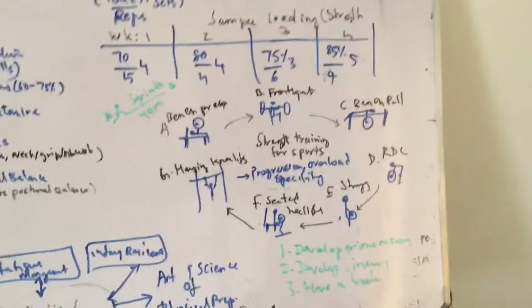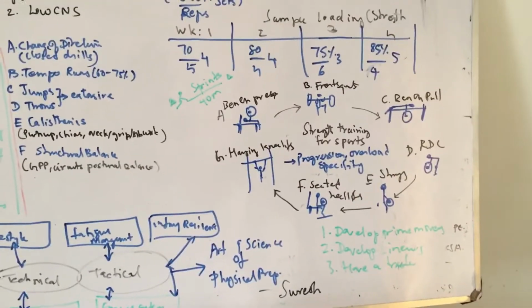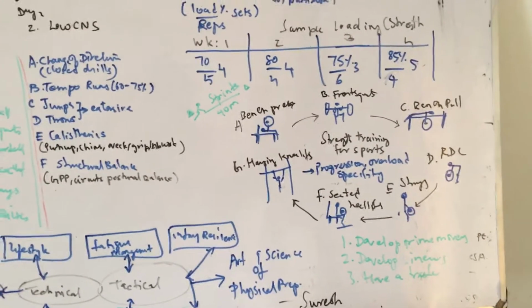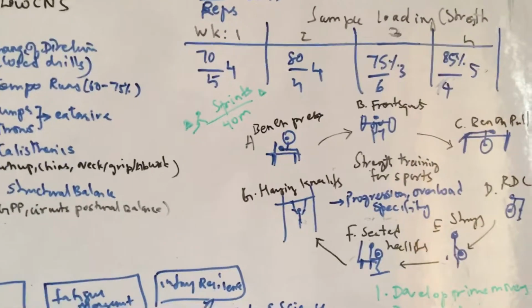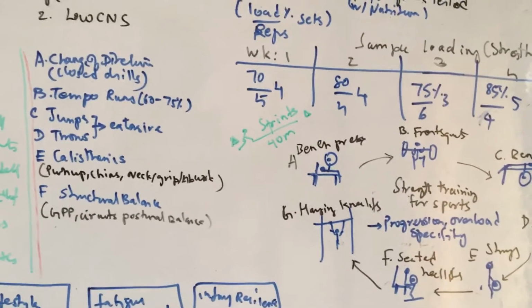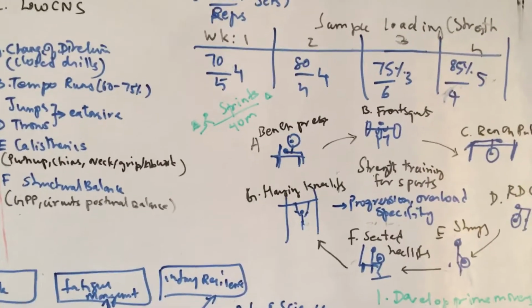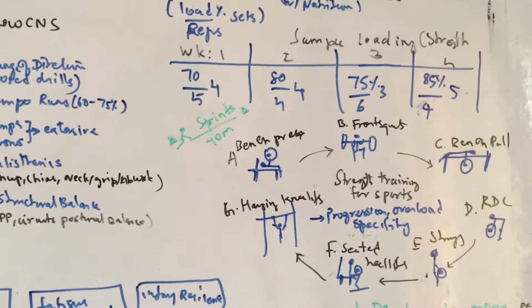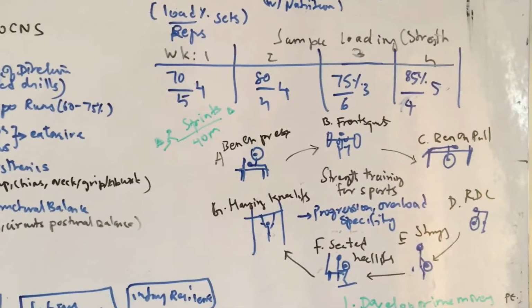Okay, I'm providing here a sample high CNS day. I'll always start with sprint work, so 5 to 6 repetitions of 40 meters with 5 to 6 minutes of recovery. Full all-out effort, 95%. Even the speed work is just running fast.